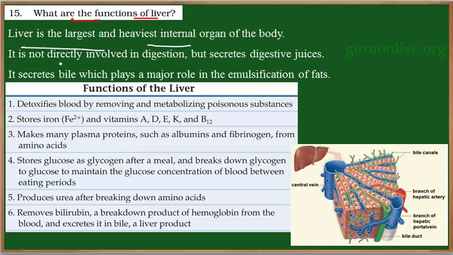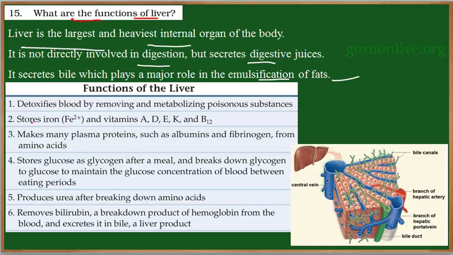It has various functions. It is not directly involved in digestion, but it produces bile salts, which are used for the digestion of fat. It breaks the fats into smaller droplets, which increases the surface area for the digestion of fats, and this process is called emulsification of fats. Once the fat is emulsified, the lipases, pancreatic lipase and intestinal lipase, can act upon it and further break it down into fatty acid and glycerol.